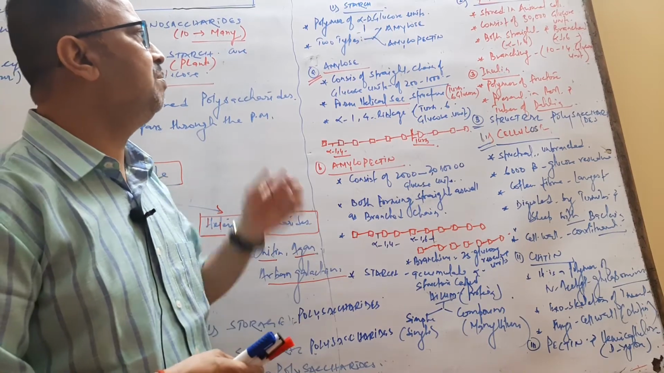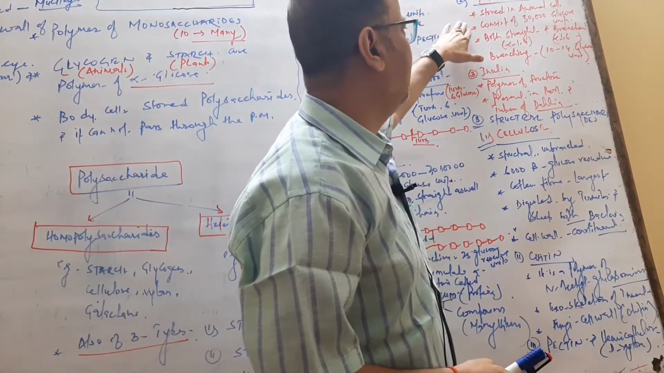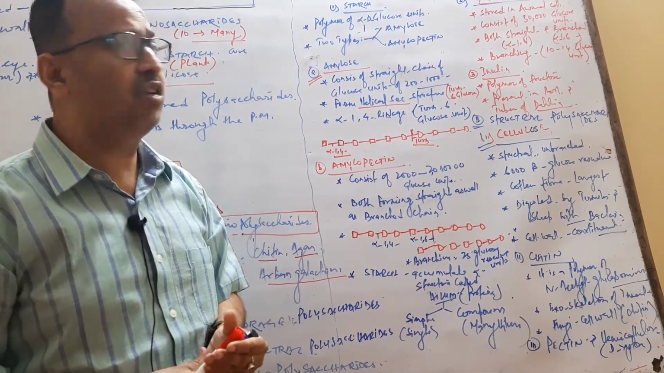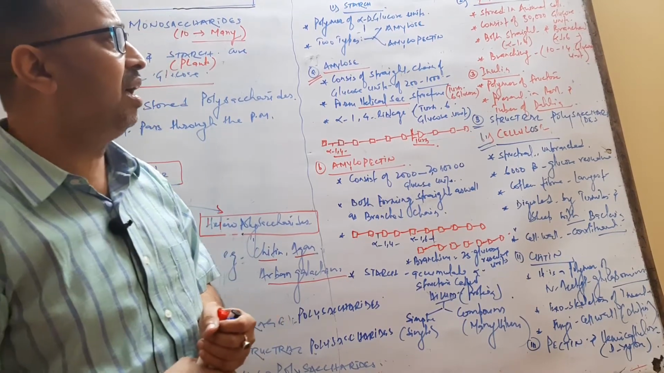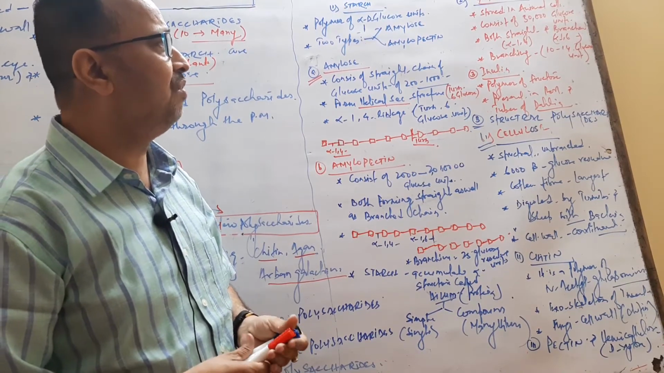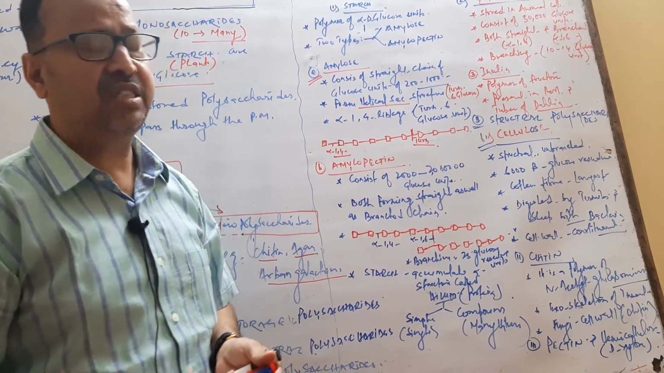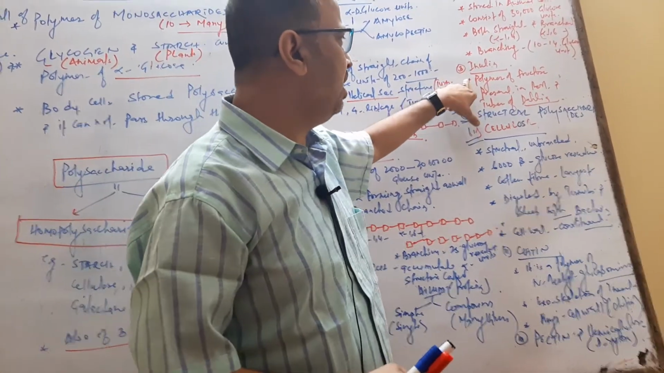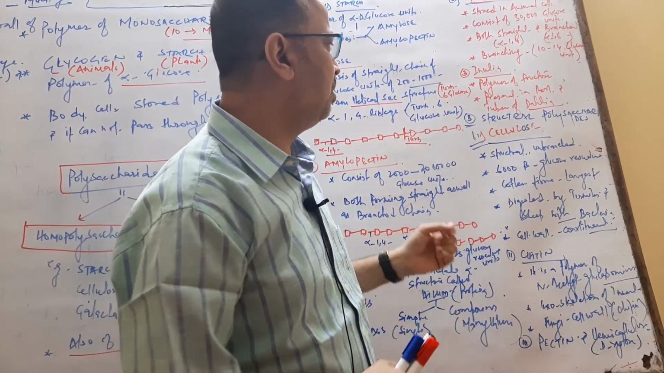So this is all about the storage polysaccharide in plants. Now the storage polysaccharide glycogen: glycogen is stored in animal cells and consists of 30,000 residues. It contains both straight and branched chains, with alpha 1,4 as well as alpha 1,6 linkages, and branching occurs at every 10 to 14 glucose units. Another storage polysaccharide is inulin, a polymer of fructose present in the root and tuber of dahlia.